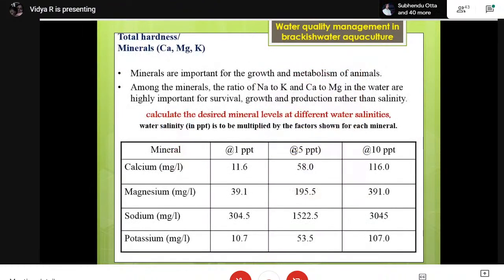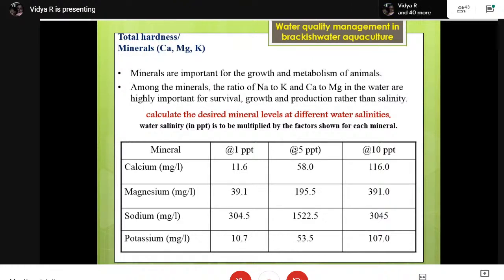And total hardness indicates the amount of minerals present in the water. These minerals are important for the growth and metabolism of the animals. Among the minerals, the ratios of sodium to potassium and calcium to magnesium in water are very highly important for survival, growth, and production, rather than salinity.